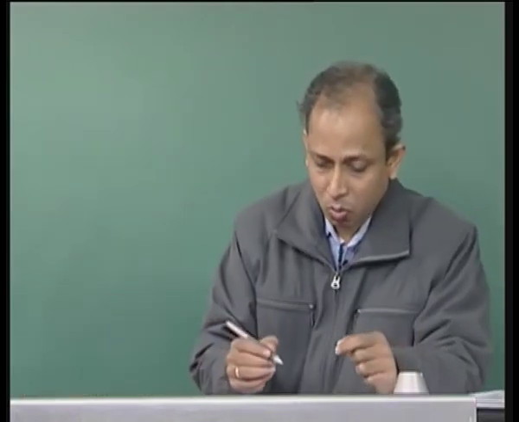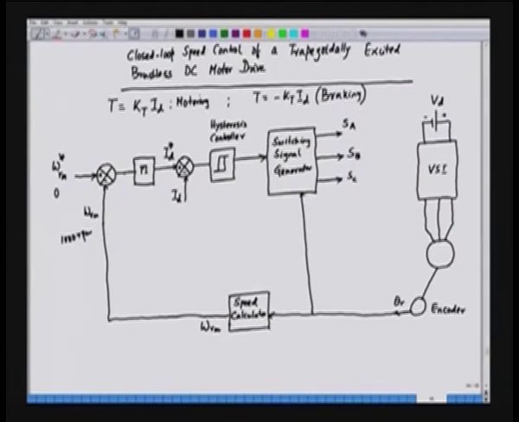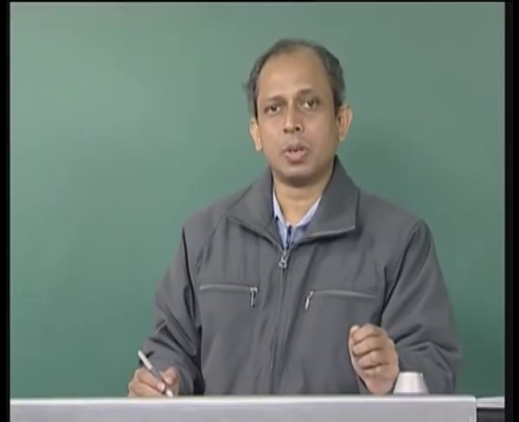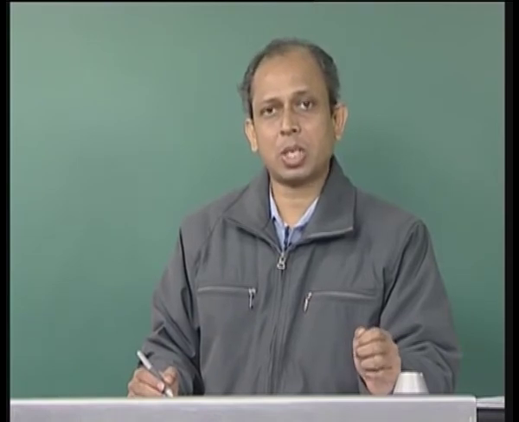So, to have the braking operation, we will sense the sign of this error. This is the speed error, and we sense its sign with a sign block, which is fed to the switching signal generator. This sign information will tell us whether the choice is motoring or braking. If the error is positive, it is motoring. If the error is negative, it is a braking operation. For braking operation, the torque is negative.